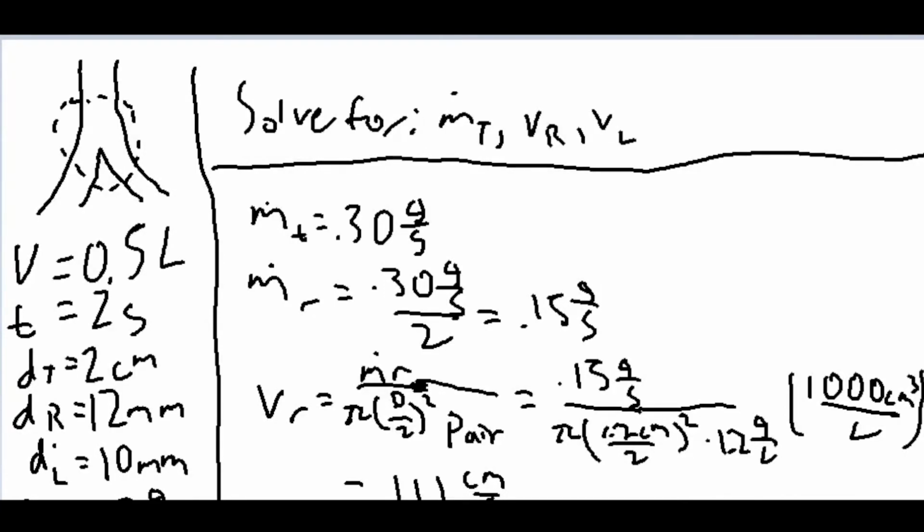Now we can just do the same thing for the left bronchus by using the same formula. Since the mass flow rate is going to be the same, we can just replace the diameter with the diameter of the left bronchus. Left. So it's going to be 1.0 centimeters. And then that is going to end up being 159 centimeters per second.